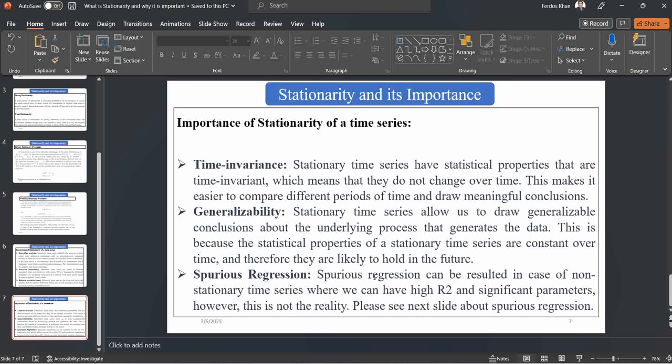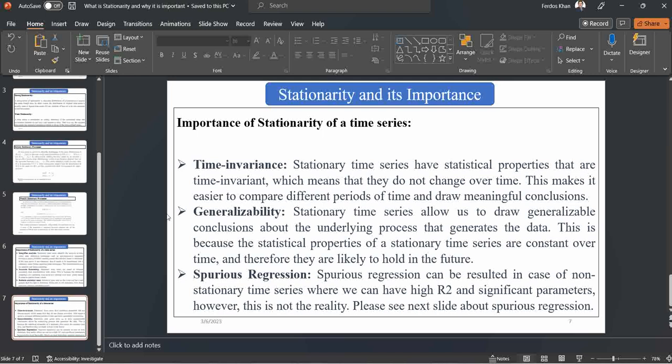And if you don't know the story behind the process, or you don't know about stationarity, you will say, okay, this is a very good model, but in reality this is called spurious regression. I will have a separate video on spurious regression, what is meant by that and how we can avoid it.